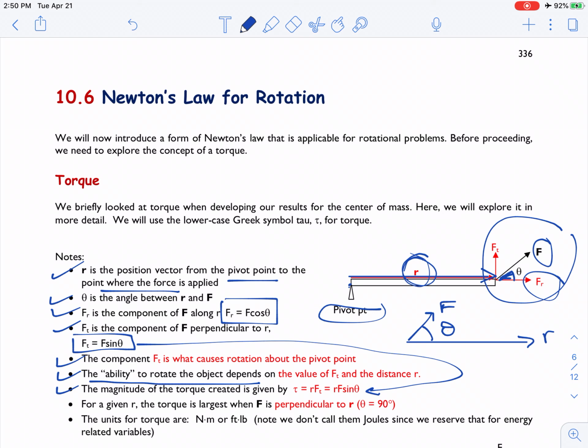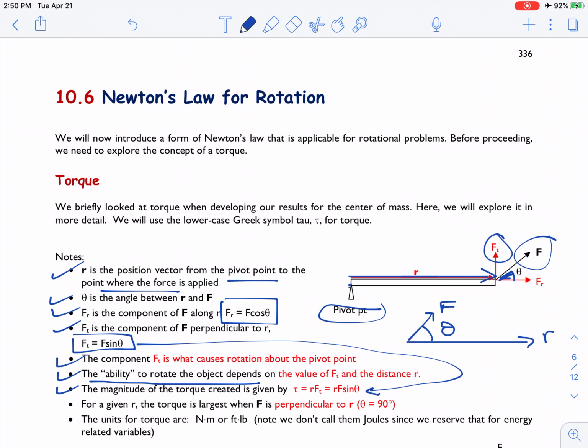So for a given r, the torque is largest when F is perpendicular to R. So if you're pulling the object with the force vector shown here, F. Let's get rid of a couple of things here. If you're really pulling it this way to rotate this object, you're really using some of your force for nothing. You don't need to apply that much force, because only this component will rotate.